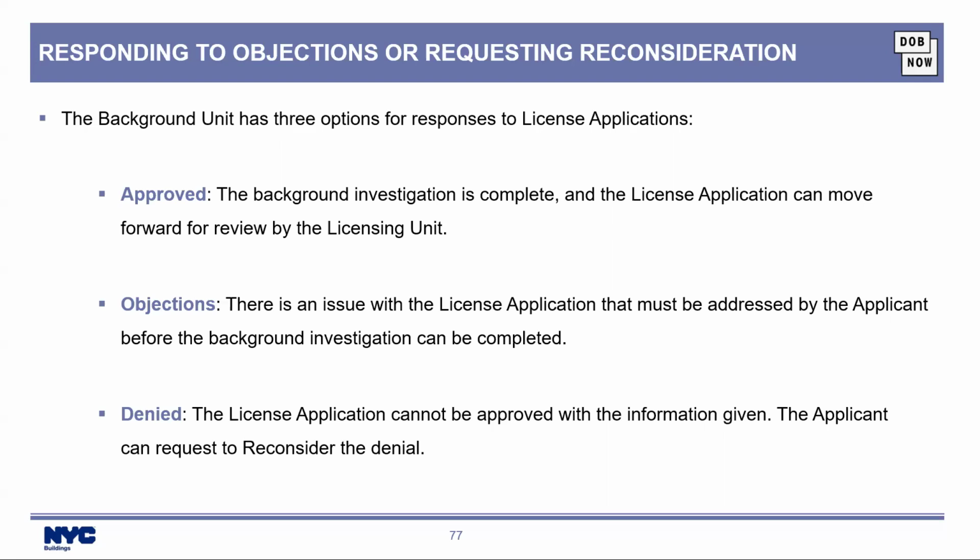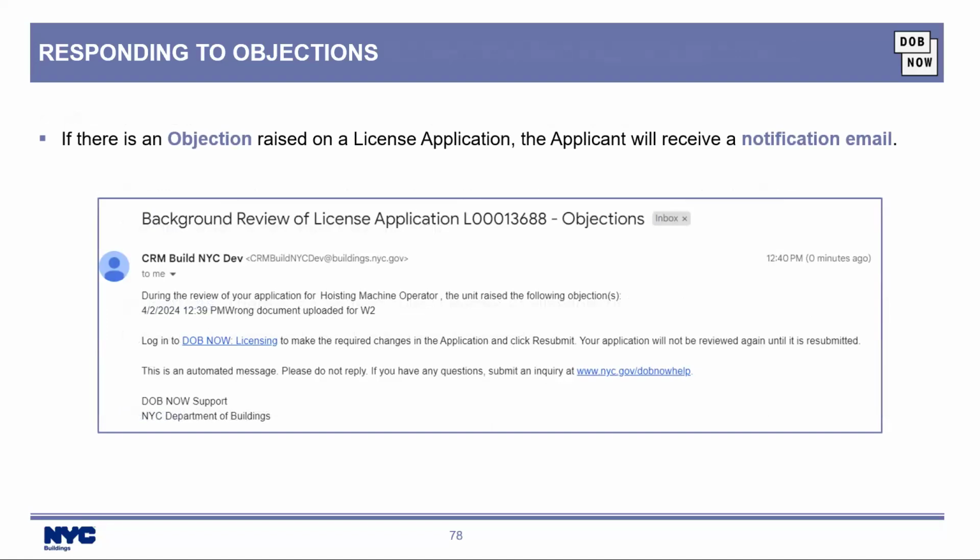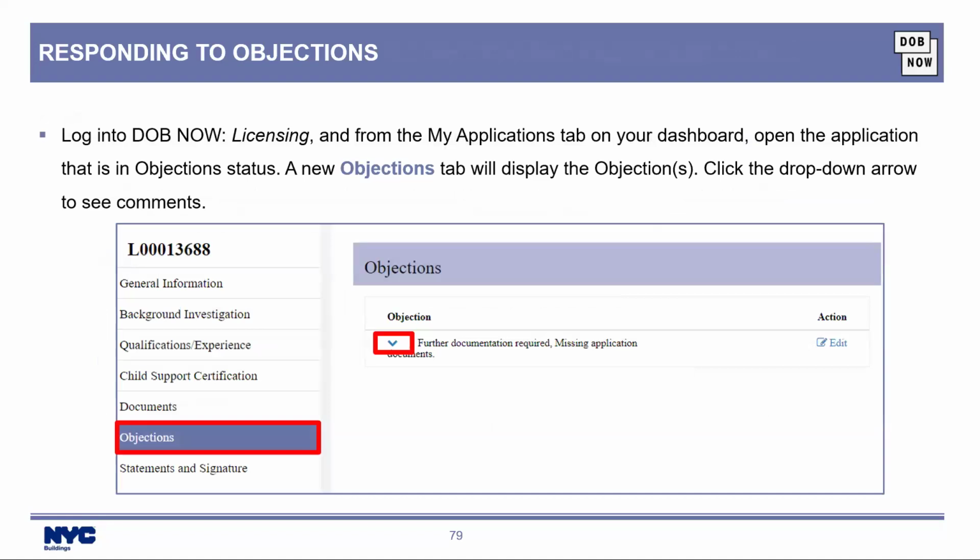If your application is denied by the background unit, you have the option to request reconsideration of the denial. Now let's talk about how to handle these. If there is an objection raised on a license application, you're going to receive a notification email about the objection. So it will tell you, for example, you uploaded the wrong document. Let's talk about a simple objection. And then you'll need to log in to make the changes and click resubmit. So you'll log into DOB NOW Licensing and go into your application.